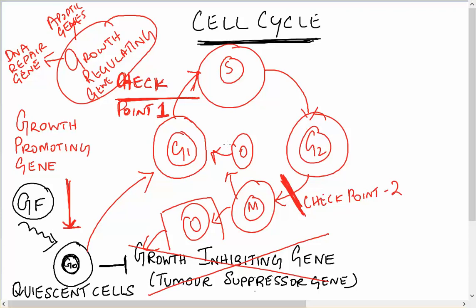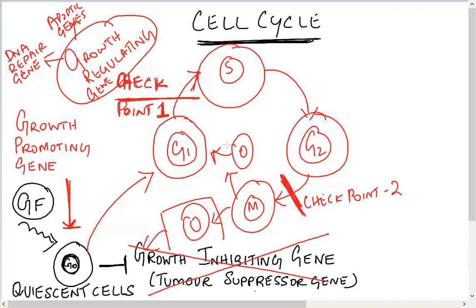There are growth regulatory genes that check the DNA. If the DNA has some error, they will repair the DNA. If they cannot repair the DNA, then they will induce apoptosis, that is the apoptotic genes. Then they will move the cell through S to G2, then G2 to M. In between G2 and M, they again check the cell, and if it is good, they will allow it to go for division. So they will form the final two daughter cells. So this is the normal cell cycle.